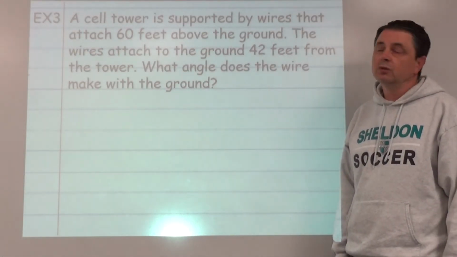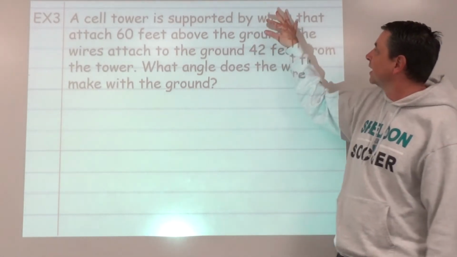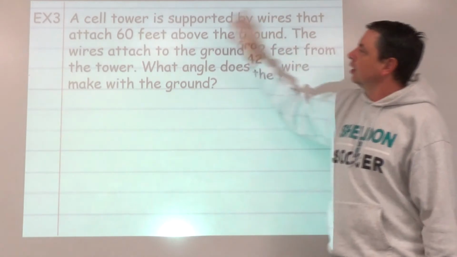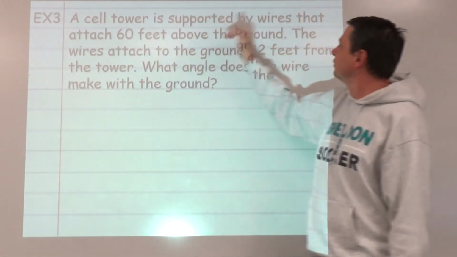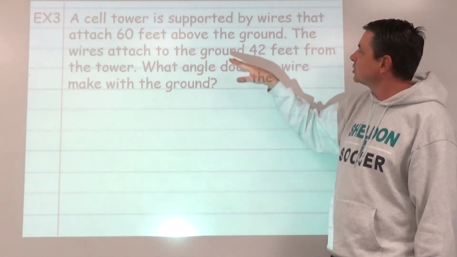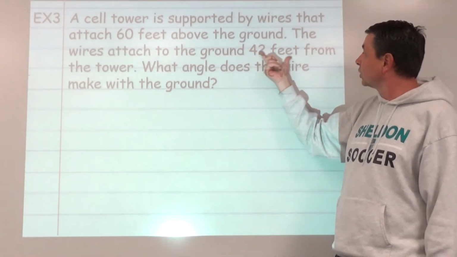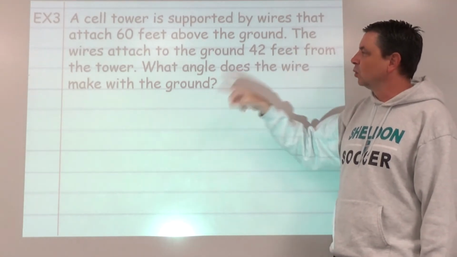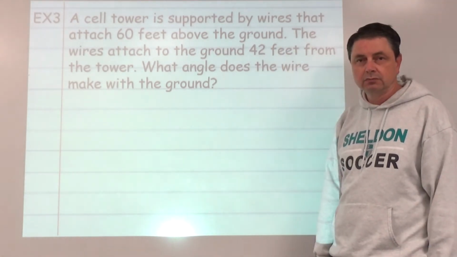Example number 3. We've got a cell tower that is supported by wires. We can just focus on one of them though. They all attach 60 feet above the ground to the tower. The wires attached to the ground 42 feet away from the tower. What angle does the wire make with the ground?